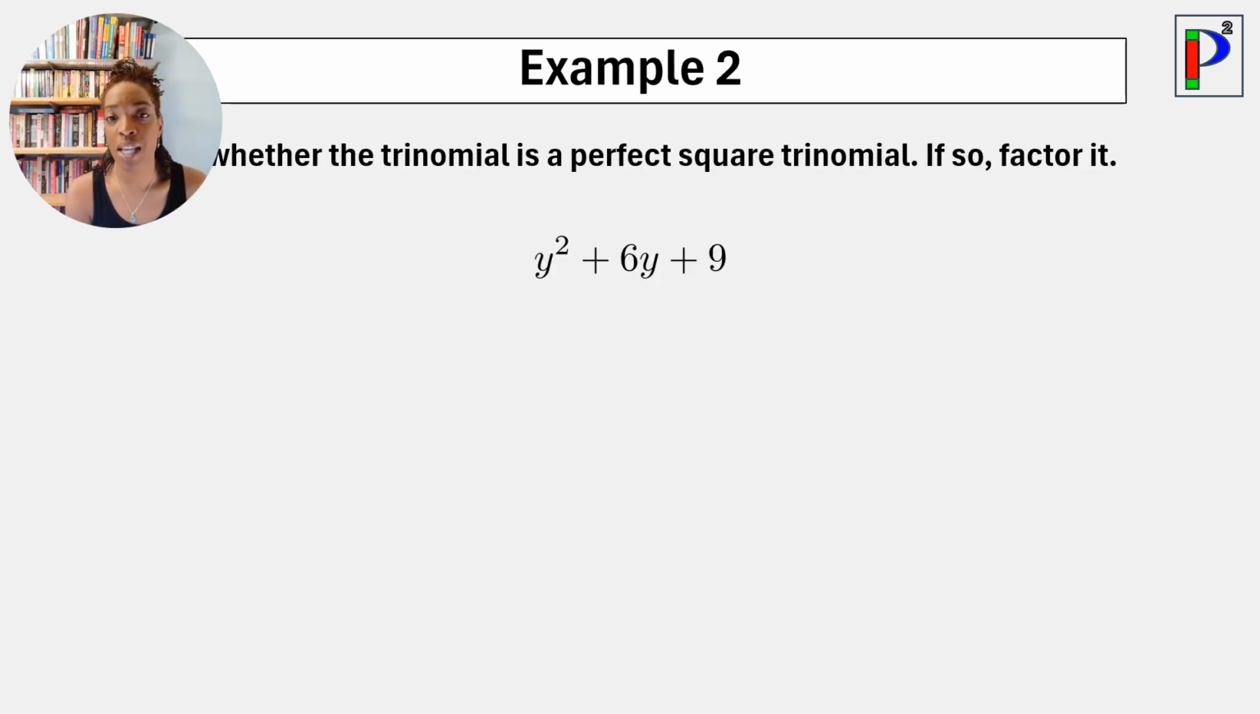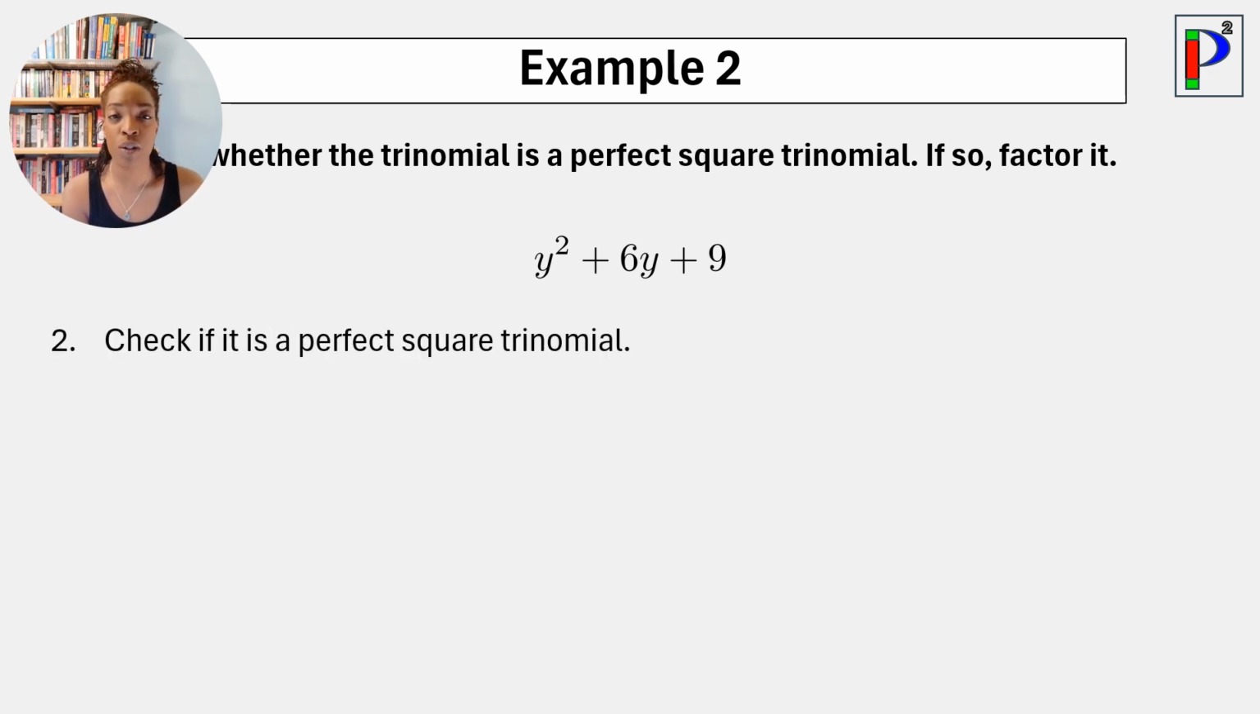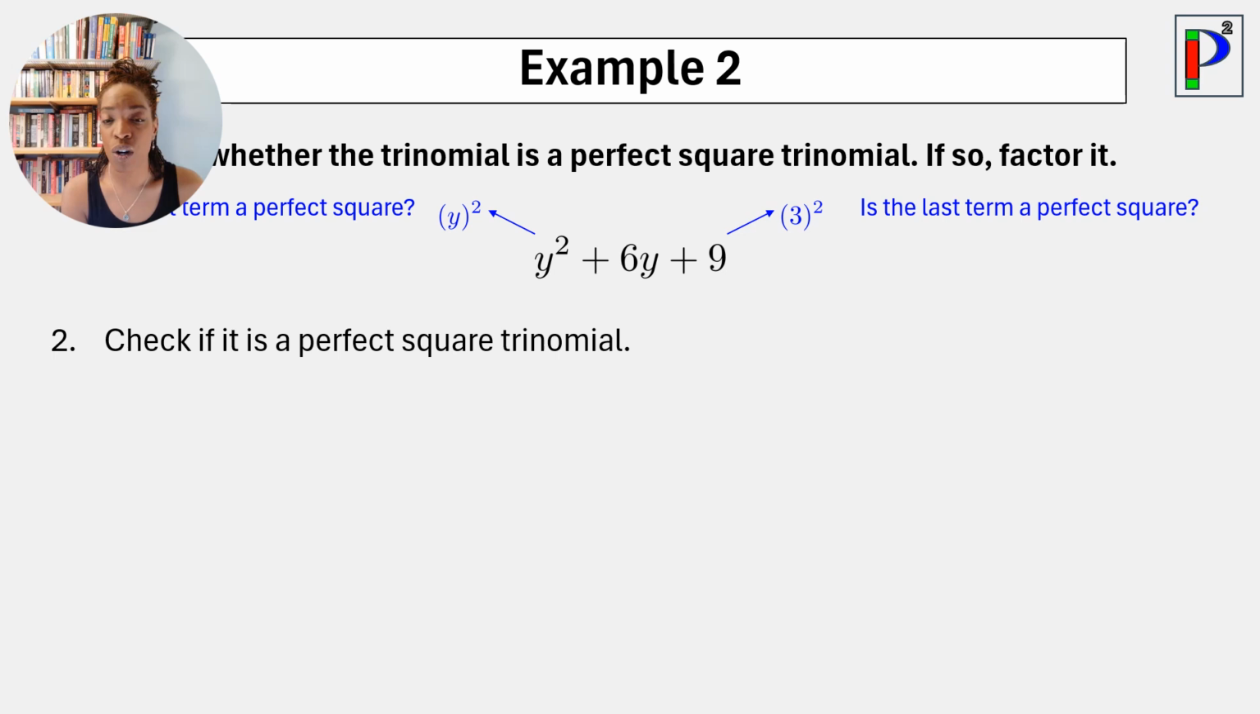Factor the expression y squared plus 6y plus 9. I check for my GCF first, as always. Since I don't have one, I'm going to make sure that this is a perfect square trinomial. The first term is a perfect square. The last term is a perfect square. And the middle term is 2 times y times 3. So this is a perfect square trinomial.